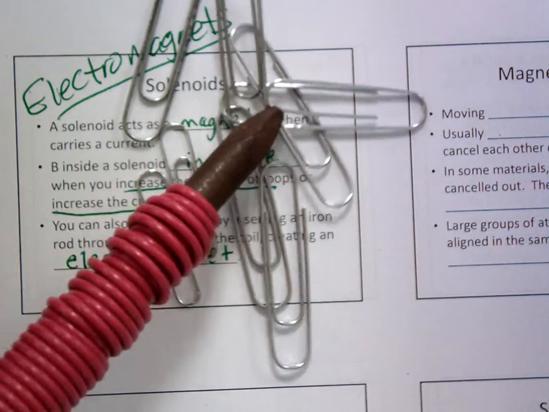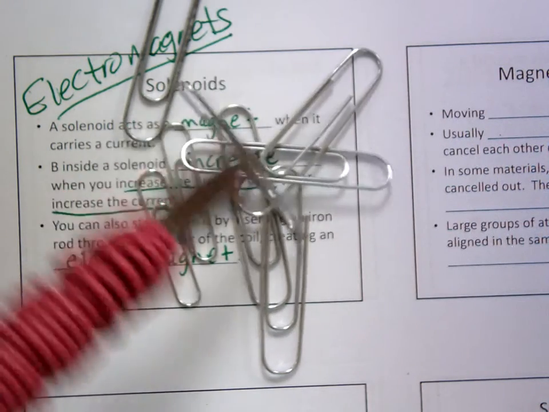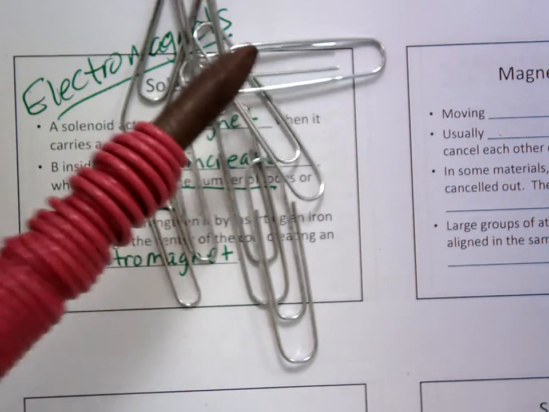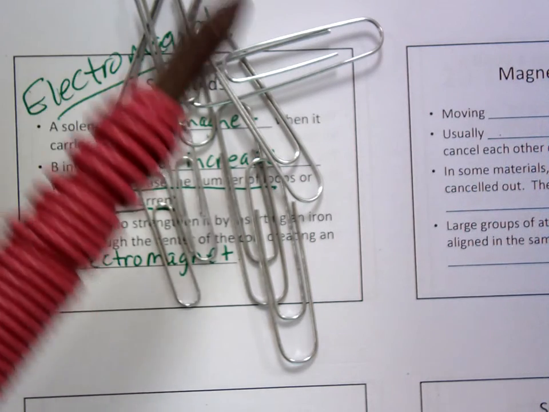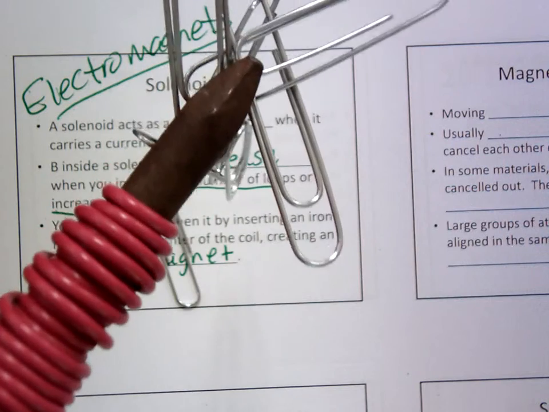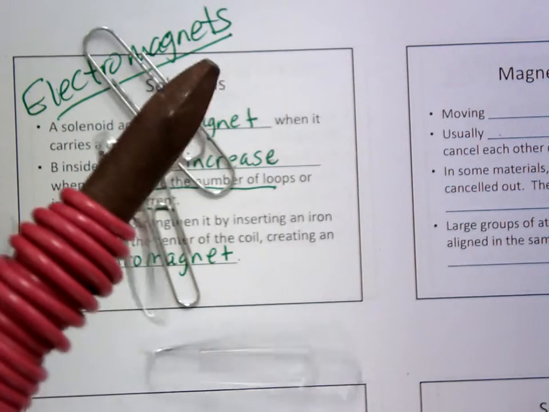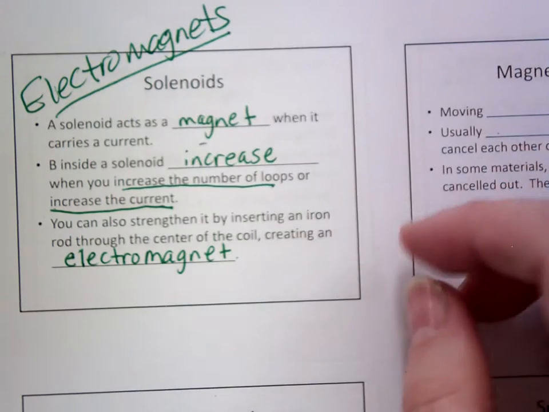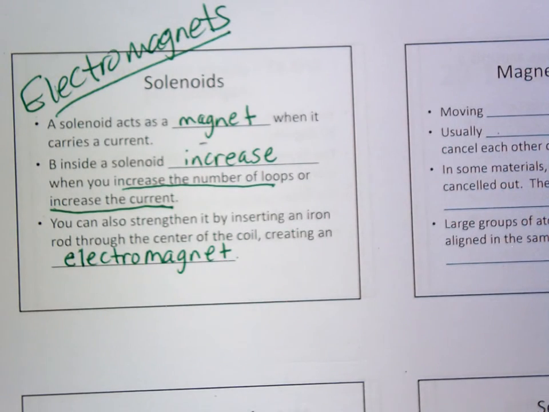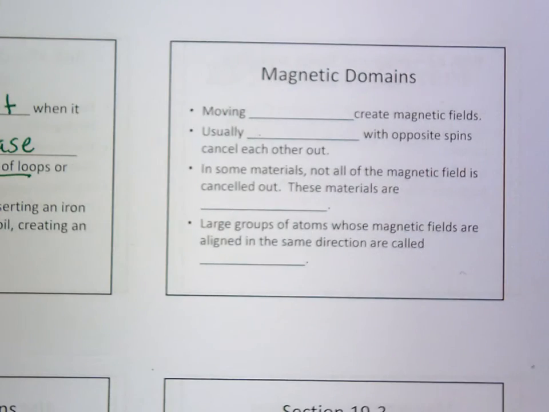Now I'm not running a current through there, so you can see there's a little bit of residual magnetism, but it's not very strong. It's not picking up a whole lot of them. But if I run a current through there, I'm able to pick up a bunch. Okay. So let's go on to the next slide.